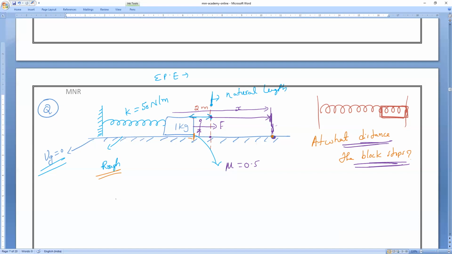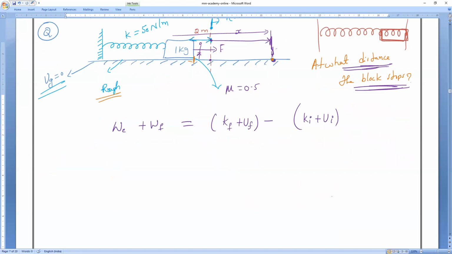Let us see what is the first formula we have to use. Work done by external force plus work done by frictional force is equal to, what is the formula? Final kinetic energy plus final potential energy minus initial kinetic energy plus initial potential energy. Am I right or wrong? As we all know, no external force is acting, so the work done by external force is equal to 0.